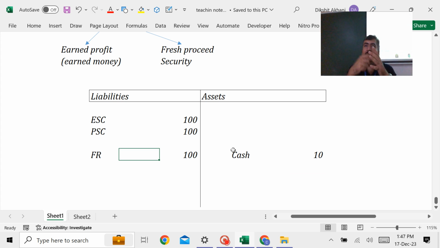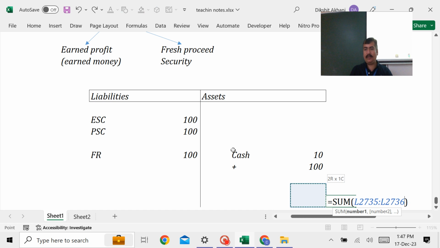You went for the new preference share, you went for the new equity share, something like that. So when you went to the market for the new preference shares, what will happen? New preference shares will come. So guys, cash will come here, assume 100 crore, okay? So cash will be added by 100. So what's the new total in the cash now? 110.